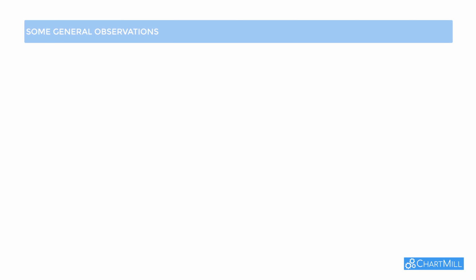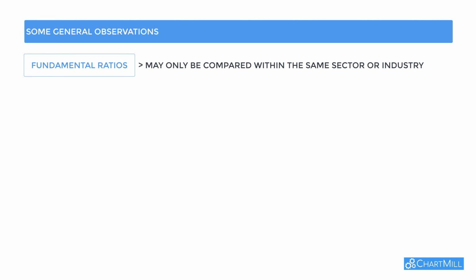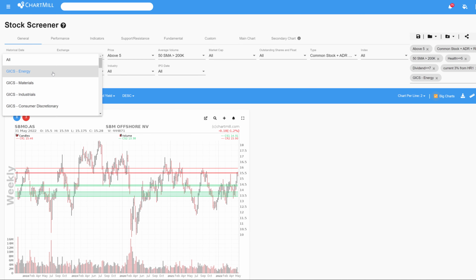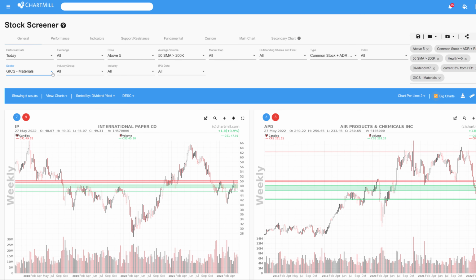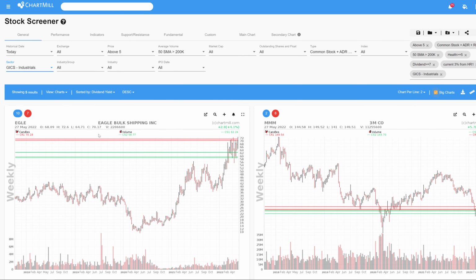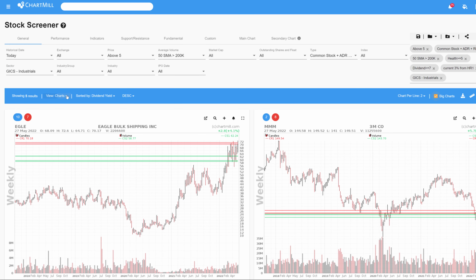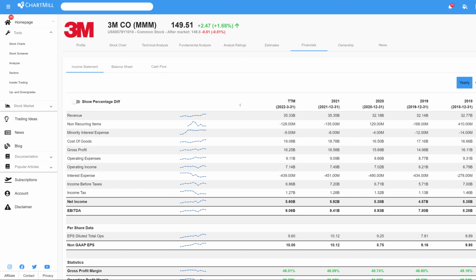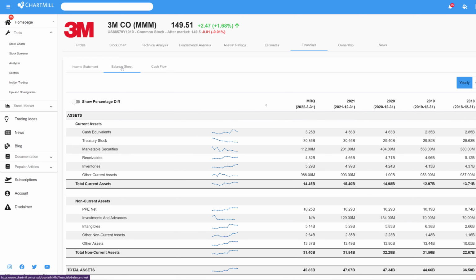To conclude, a few general observations to keep in mind. Remember that the fundamental ratios mainly serve to compare companies within the same sector or industry. Just comparing ratios between companies that are part of completely different industries is like comparing apples to lemons. So when examining the final results, it is best to do so per industry or sector. Please note that these ratios do not in any way replace an in-depth analysis of the company itself, based on the income statement, the balance sheet and the cash flow.